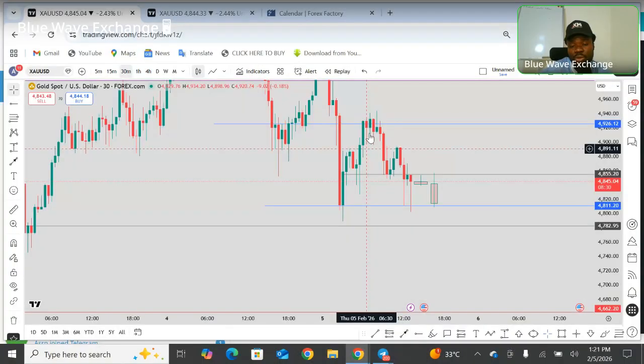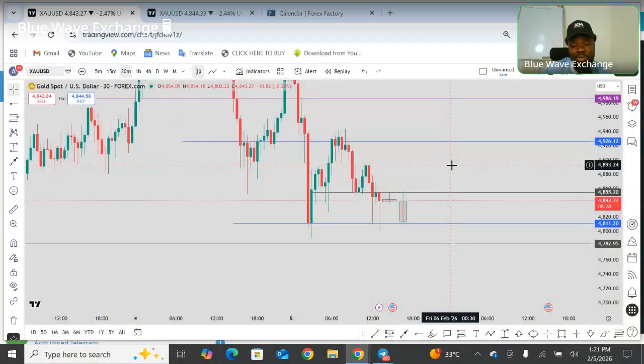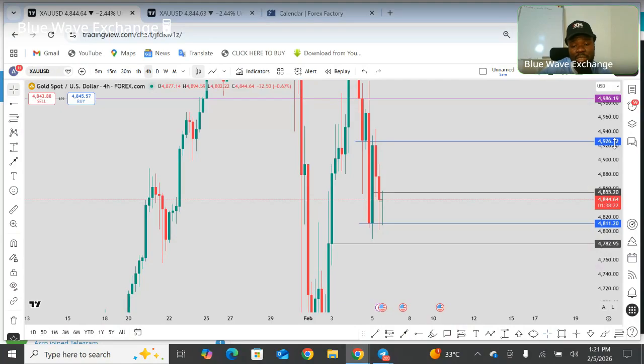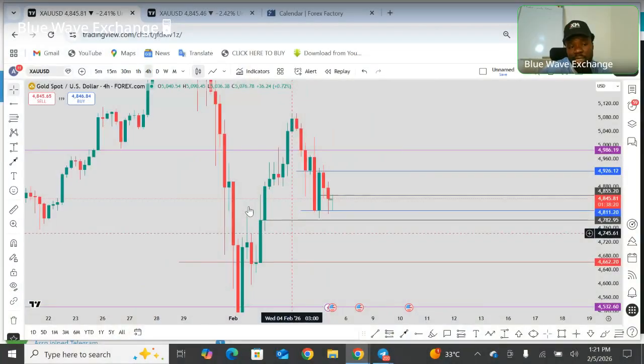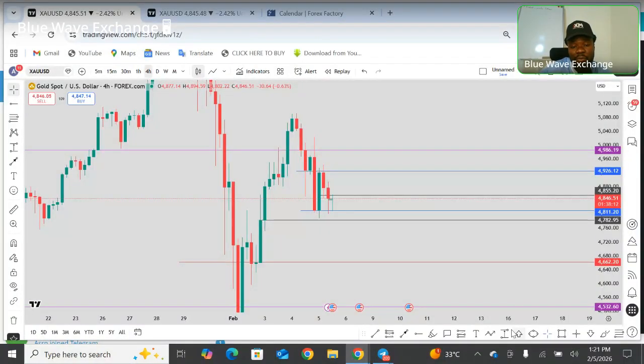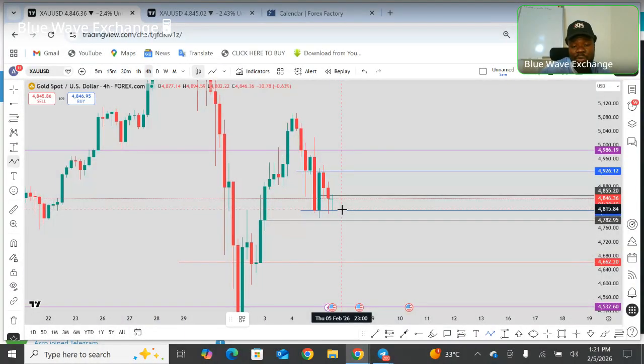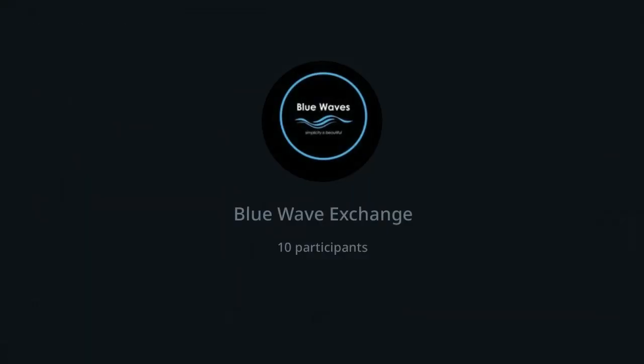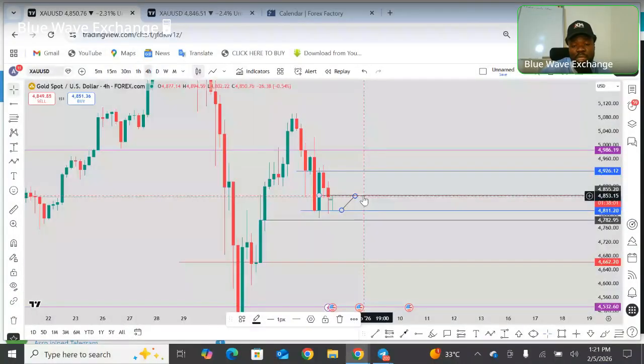So gold is not giving any bullish sign. Okay, but maybe since price has gotten to this key level, the peak, we can get a counter trend. Price can just pull back, then it will continue. But I'm not interested in the buy for now.